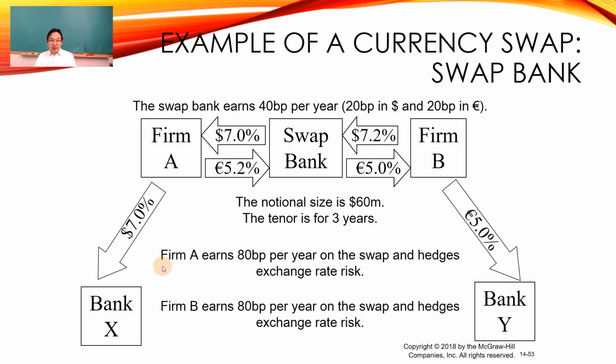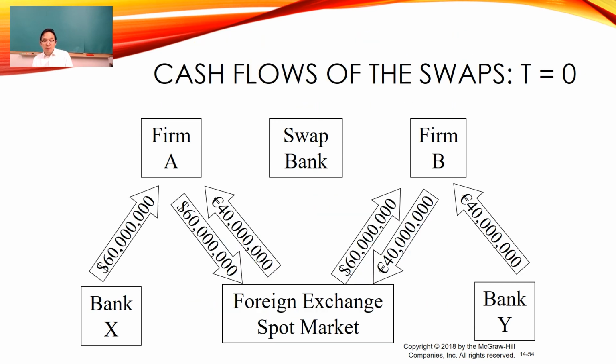And company A earns 80 basis points per year on the swap and hedges exchange rate risk. And then company B earns 80 basis points per year on the swap bank and hedges exchange rate risk as well, compared to what they could have borrowed at in their respective foreign currency markets, right?